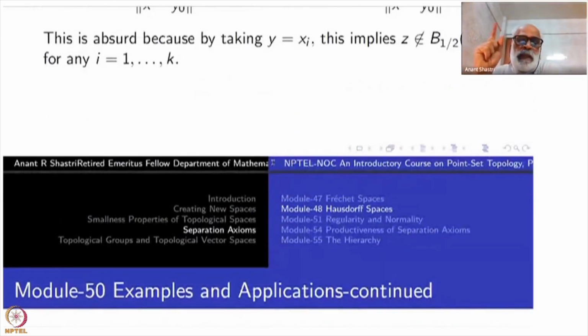So next time we will continue with applications of this nature. More and more examples we will study. Thank you.